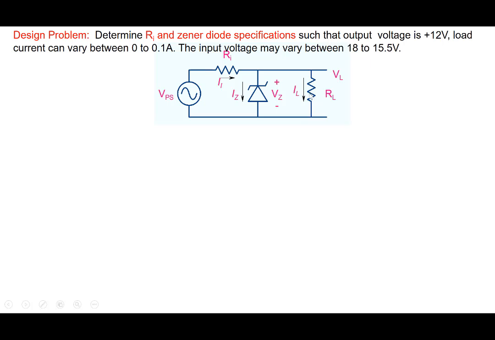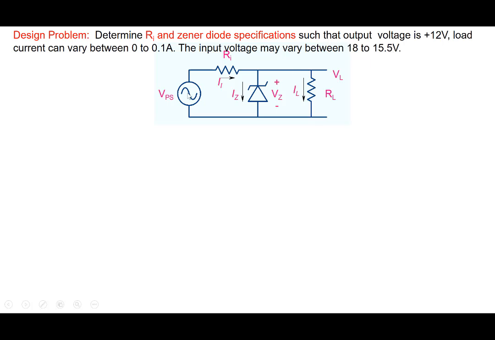And it's also given that the load current here can vary between 0 to 0.1 ampere. Now 0 is always a load current because in your circuit what can happen is that you may remove the load altogether, and so IL equal to 0 is always a condition that we should consider, and IL maximum depends on the application here.